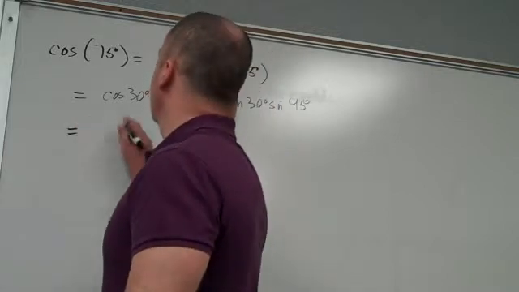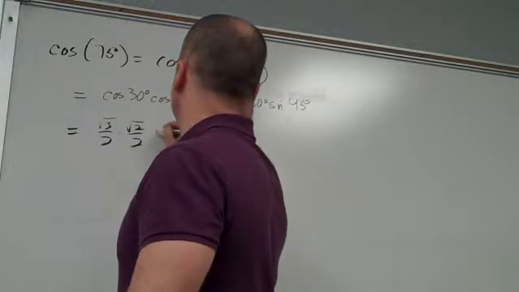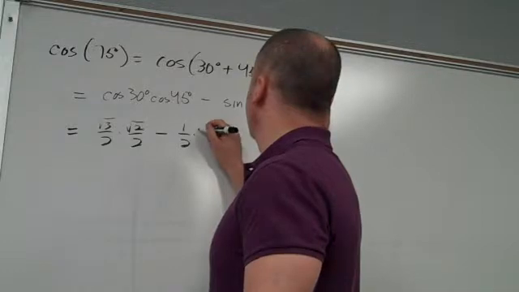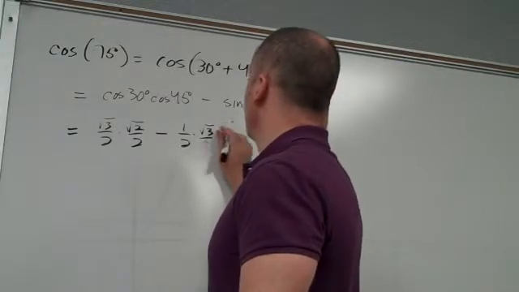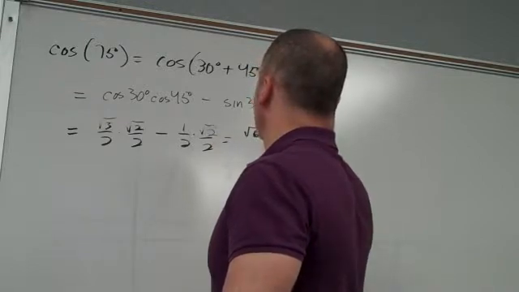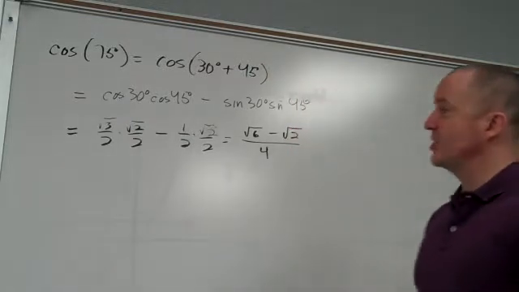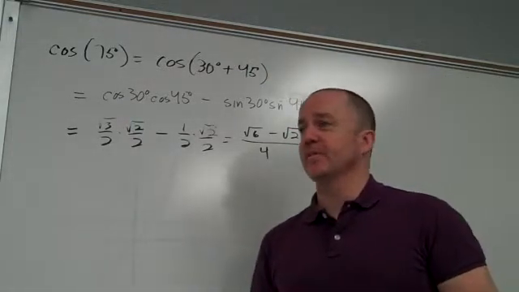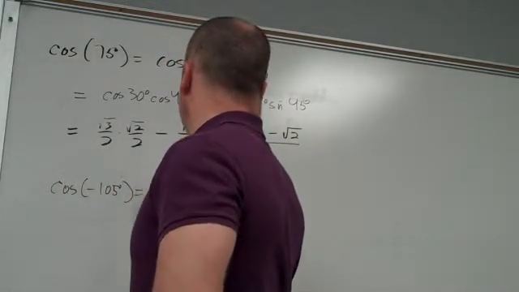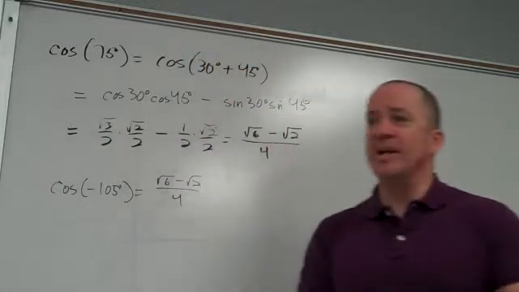Okay, so again here you have to know the cosine of 30 is square root of 3 over 2. Cosine of 45 is root 2 over 2. Sine of 30 is 1/2. Sine of 45 is root 2 over 2. So it's going to work out to be square root of 6 minus square root of 2 over 4. And do we say cosine was positive or negative? Negative. So the cosine of negative 105 degrees is going to be negative square root of 6 minus square root of 2 over 4. There's two ways to do tangent.